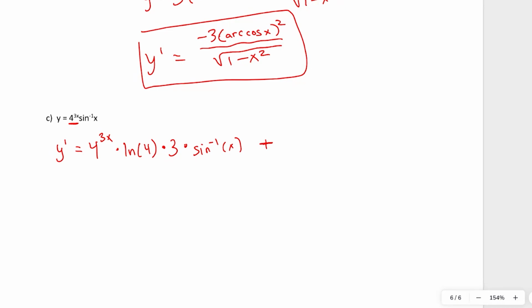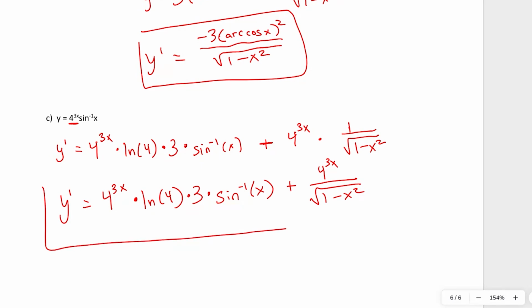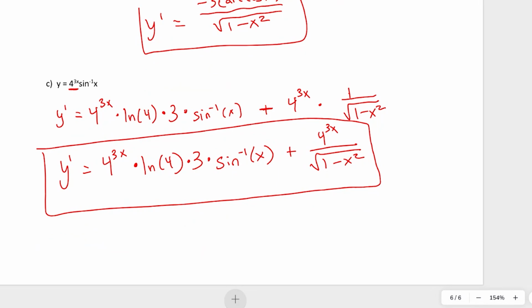Then we have plus the first thing, 4 to 3x, times the derivative of inverse sine x, which is 1 over the square root of 1 minus x squared. You guys know how I feel about those 1 over fractions, so I'm just going to rewrite everything the same, except I'm going to put the 4 to the 3x on top. You don't have to do this, but if it's a multiple choice question, it's most likely going to be written like that. Okay, that's it.